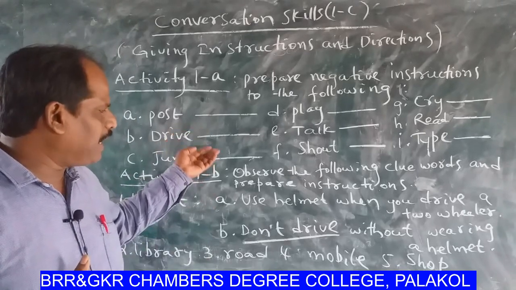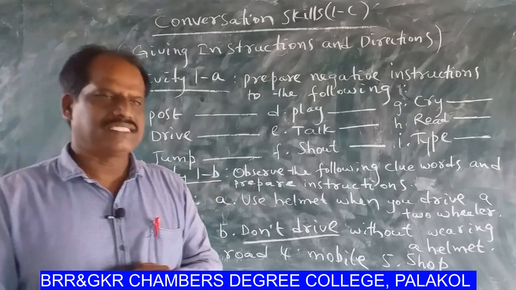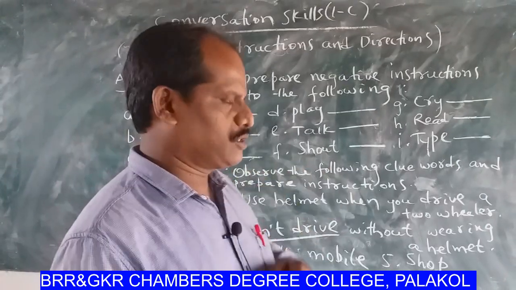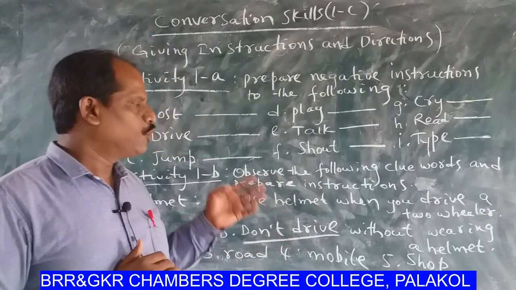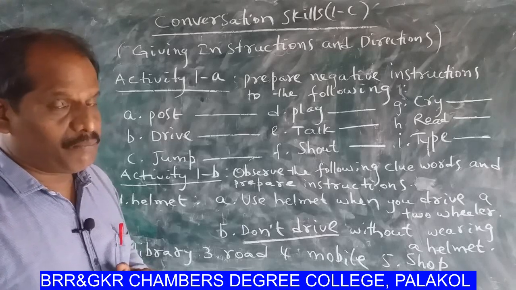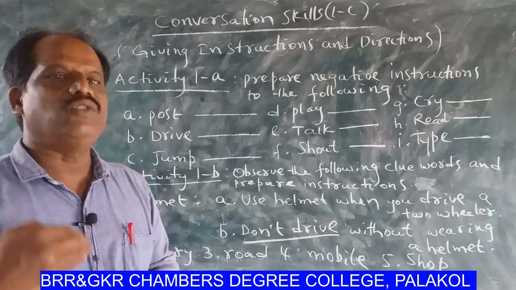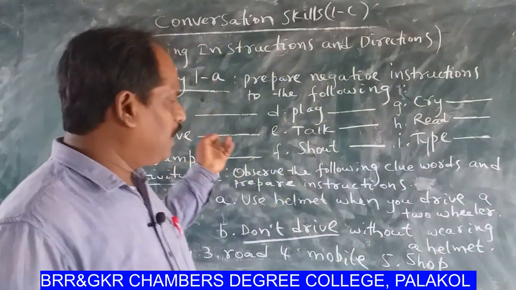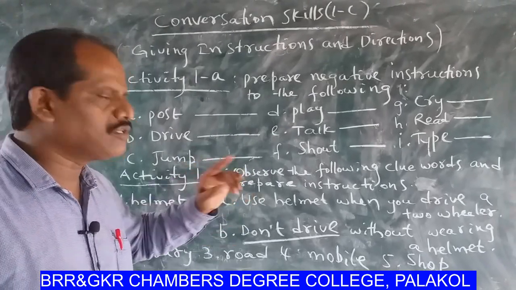Now we can make the same thing into a negative sentence by changing the sentence a little bit. For example, see here, don't drive without wearing a helmet. That means both of them give the same meaning but with a little difference in the sentence structure and in their conveyance. What we said in the first sentence, the negative sentence also gives the same meaning.